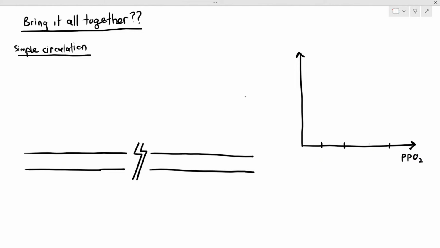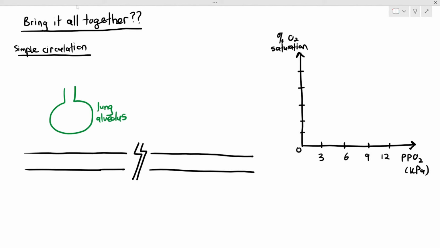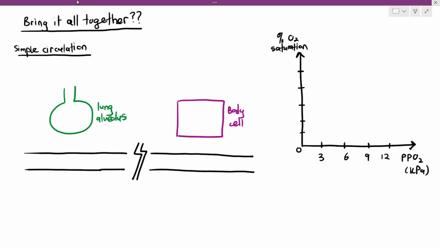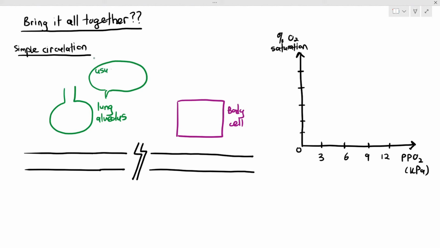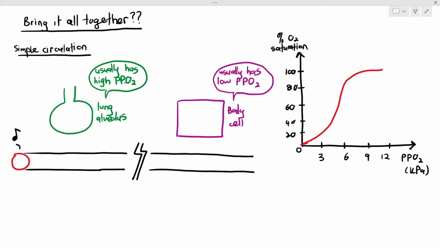Now, to bring it together, I'm just going to show you a simple diagram of a circulation. I'm just drawing out the curve, and you have the curve right there. You have a lung alveolus, and because you're breathing in constantly, the lung alveolus usually has a high partial pressure of oxygen. Body cells usually have a low partial pressure of oxygen because they are constantly using up oxygen for aerobic respiration. Now, based on the curve, I'm just drawing out this curve over here.